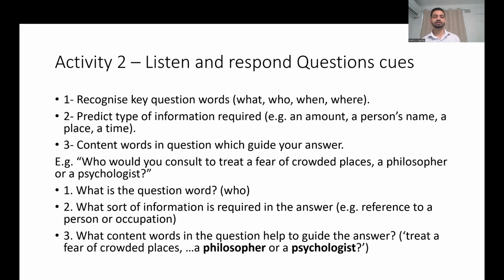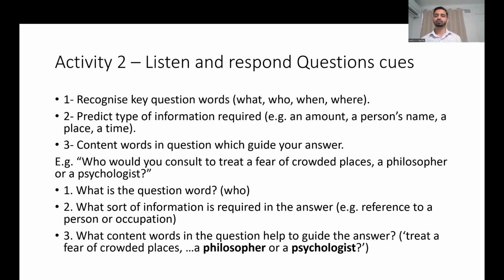Content words, for example, look at this example, right? Who would you consult to treat a fear of crowded places, a philosopher or psychologist? So here the question word is who, right? And what sort of information is required in the answer? Reference to a person or occupation. So here it gives you two options, right?